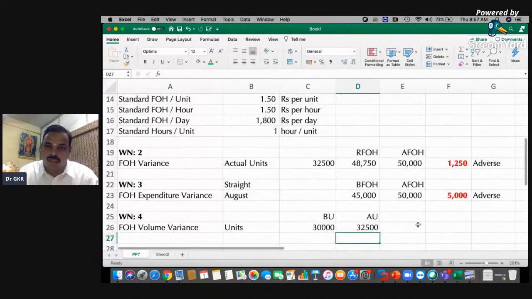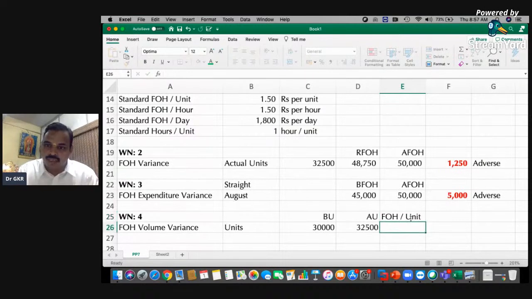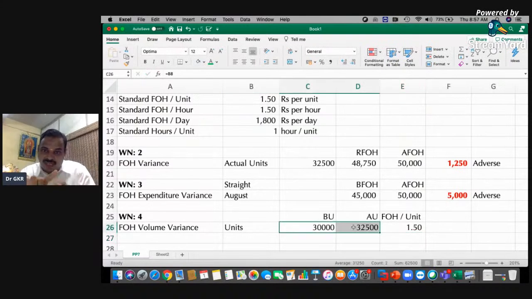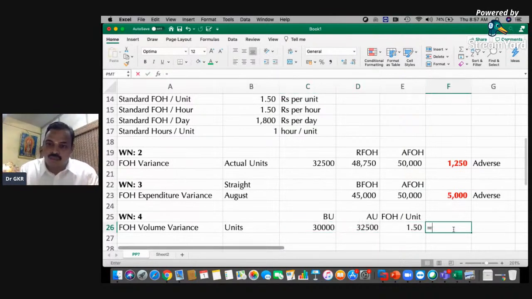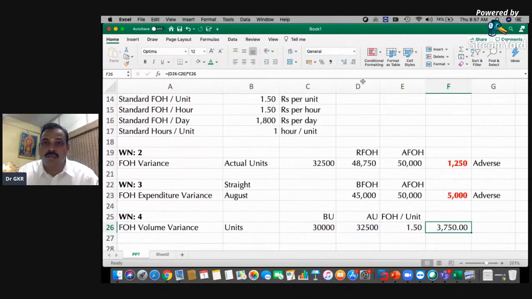32,500. Wow. And what is your fixed overhead per unit? That also you know. Fixed overhead per unit is 1.5 rupees. So you have manufactured 2,500 units in excess. Per unit fixed overhead cost is 1.5 rupees. So therefore, 32,500 minus 30,000, so 2,500 into 1.5 is 3,750. This is actually favorable.